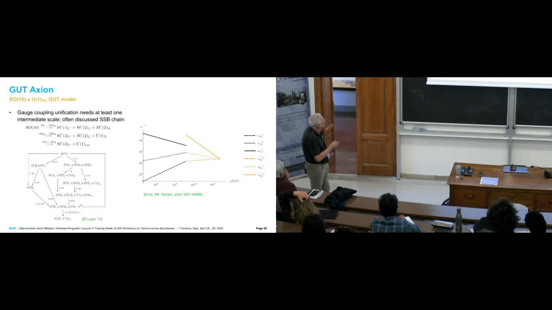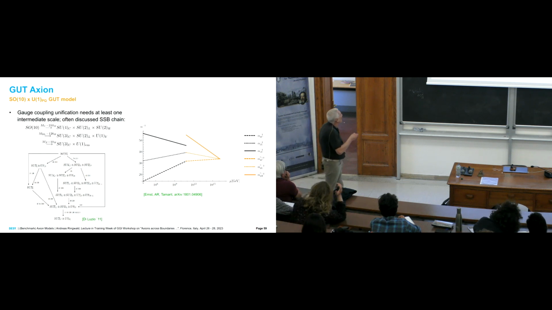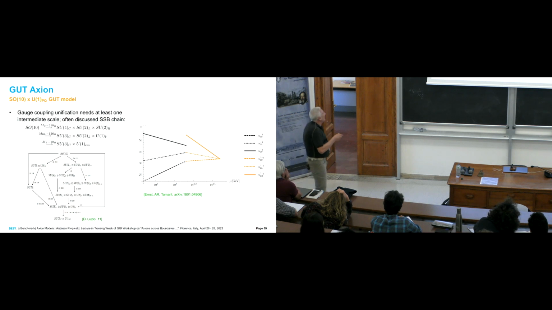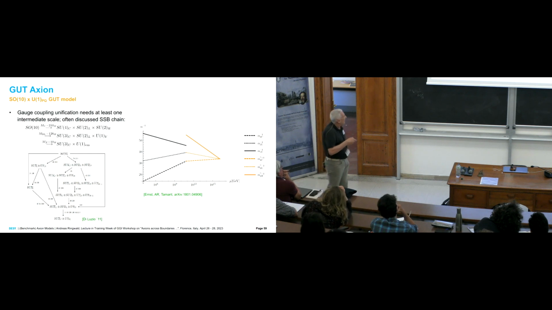So you are breaking the SO(10) via a 210 representation to the Pati-Salam theory, and then you break it by a 126, at the B minus L scale, to the standard model gauge group, and then with a 10, finally to SU(3) cross U(1). And nicely, if you do this, you can get unification of the couplings at around 10 to the 17 GeV.